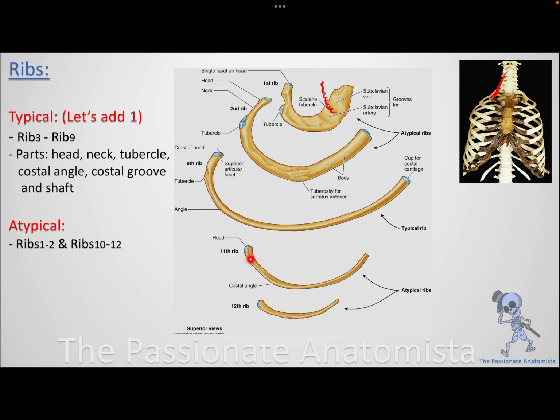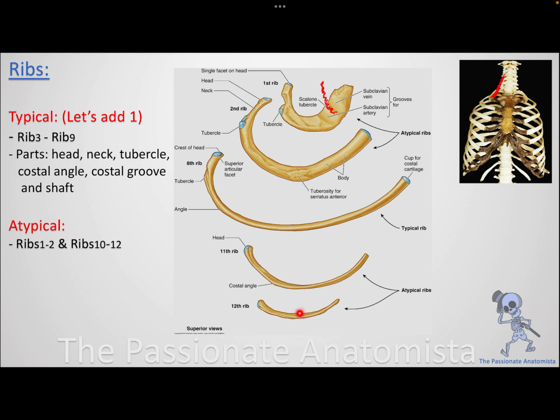They don't have tubercles because, as you know, they don't articulate with the transverse processes of the vertebral spine, right? So we don't have tubercles. We don't have costal cups. They don't articulate with the costal cartilages. They are floating ribs. They are shorter. They are smaller. So everything is different, all right? So we don't get to see even the costal angle, the tubercle and the neck.